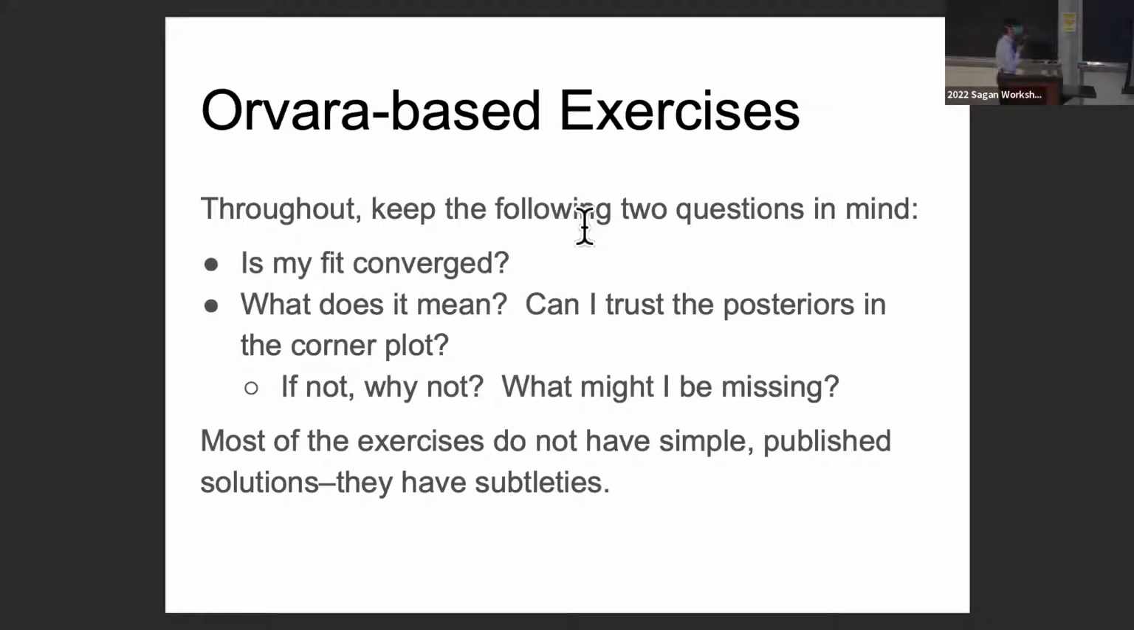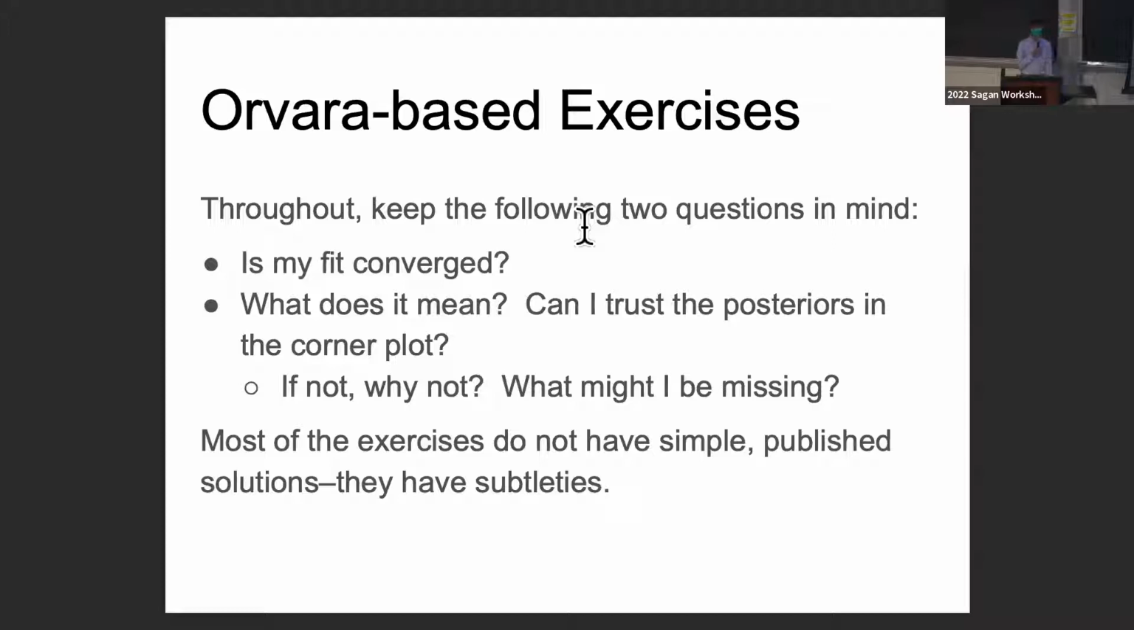though you can probably read it as well as I can say it. Just remember, the 2 things to keep in mind are the things that I tried to harp on yesterday. First question, is my fit converged? Look at your diagnostic plots. Try to convince yourself as best you can that your fit is converged. And then the second question, which is going to be relevant for several of these, what, if anything, does it mean? Can I trust the posteriors? And if not, why not?